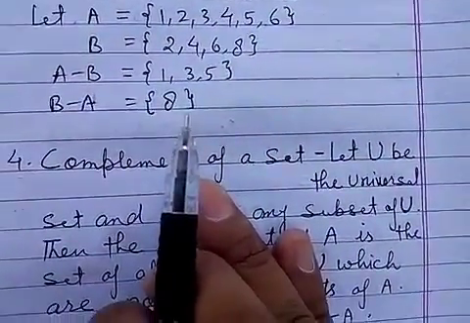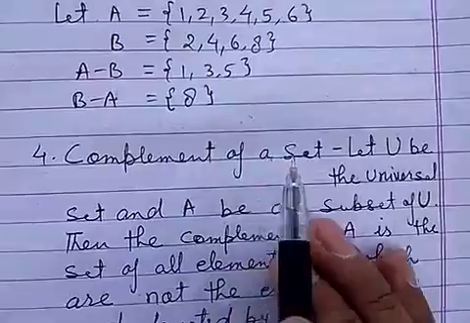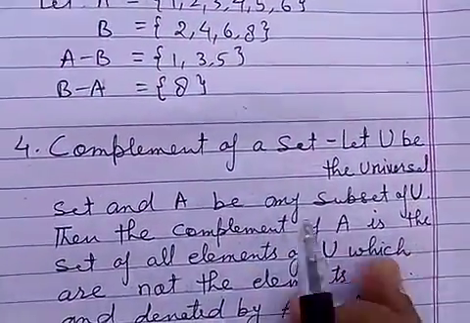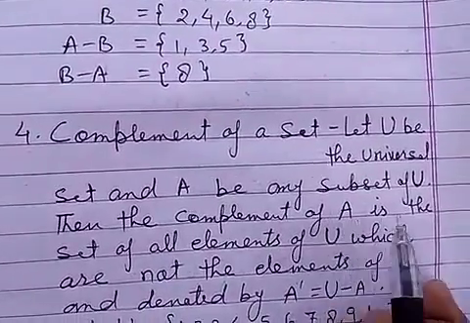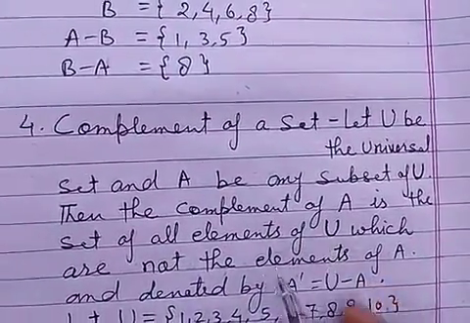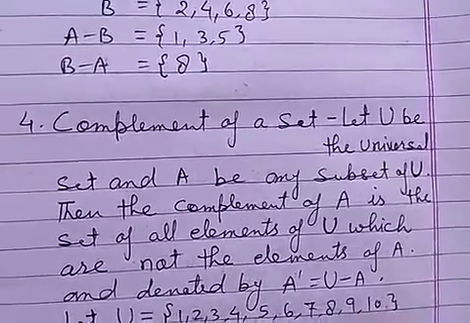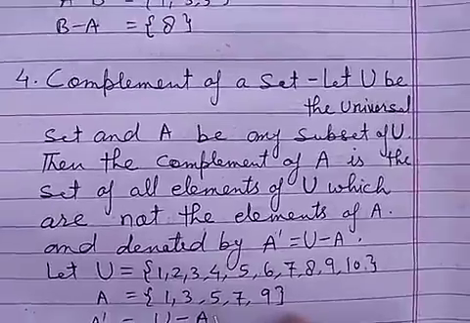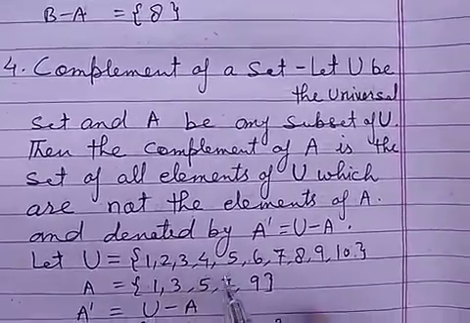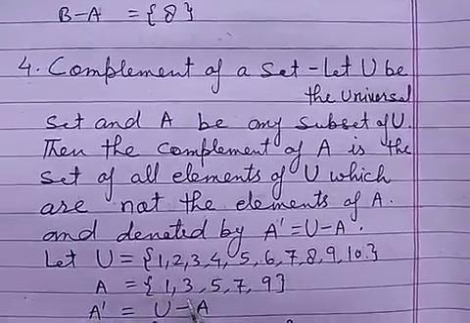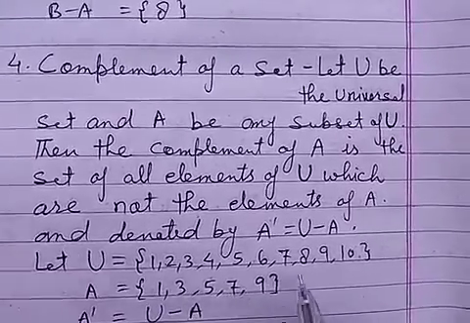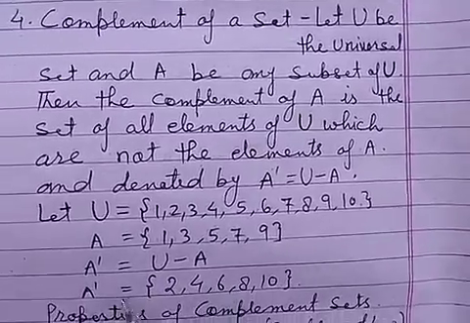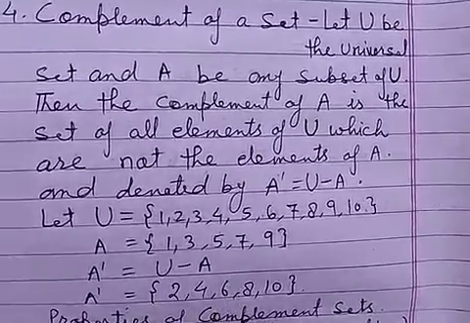Now the fourth operation we have is complement of a set. Let U be the universal set and A be any subset of U. Then the complement of A is the set of all elements of U which are not elements of A, and denoted by A dash equals U minus A. Let U be a universal set of elements 1 to 10 and A be any set of elements 1, 3, 5, 7, 9. Then we can find the complement of A: A dash equals U minus A. Then A dash equals 2, 4, 6, 8 and 10.